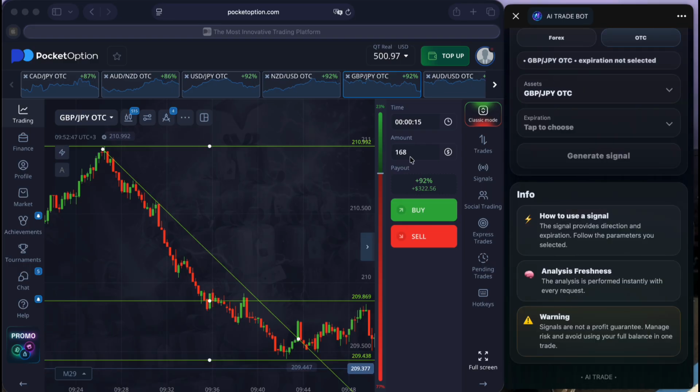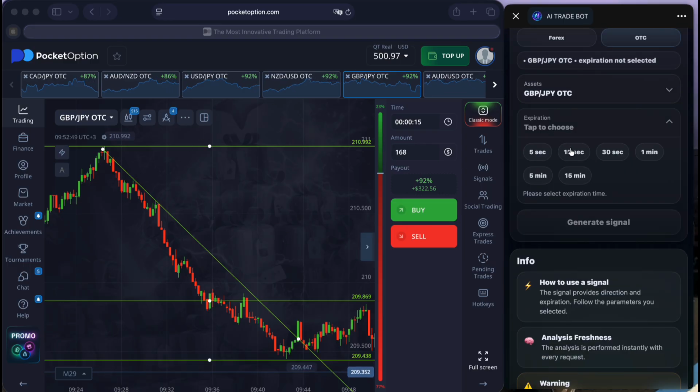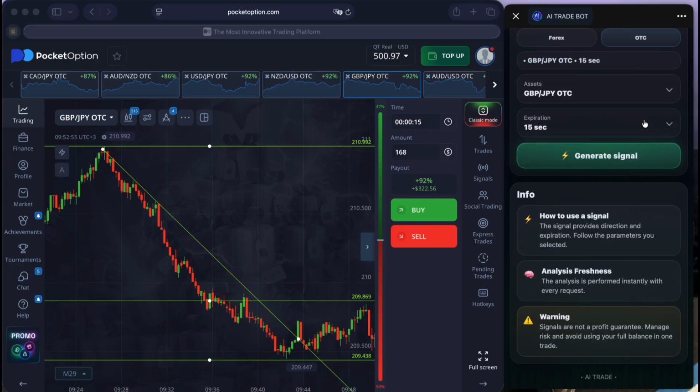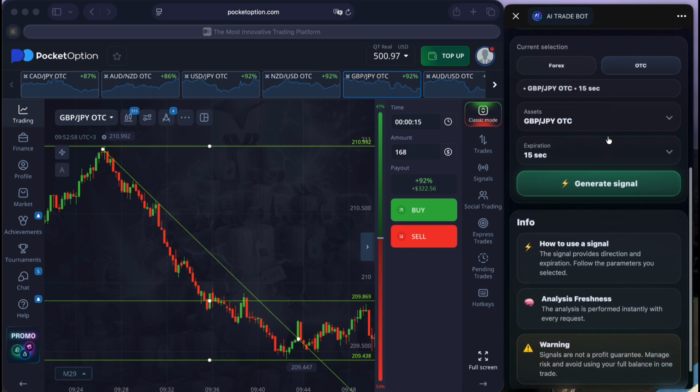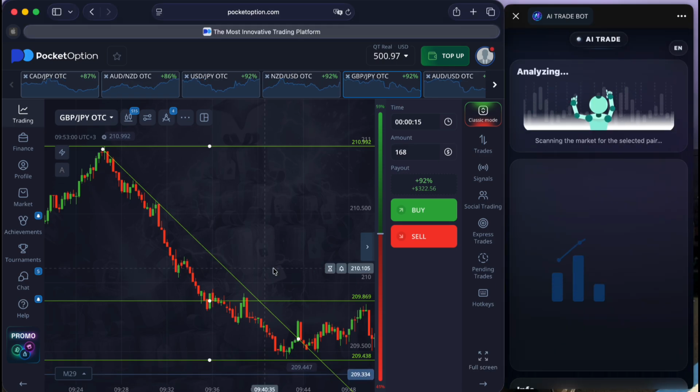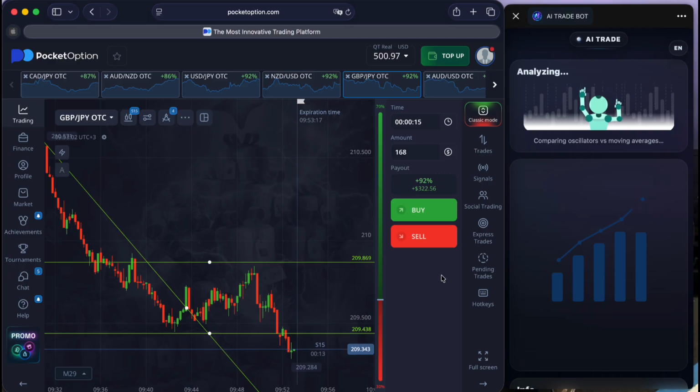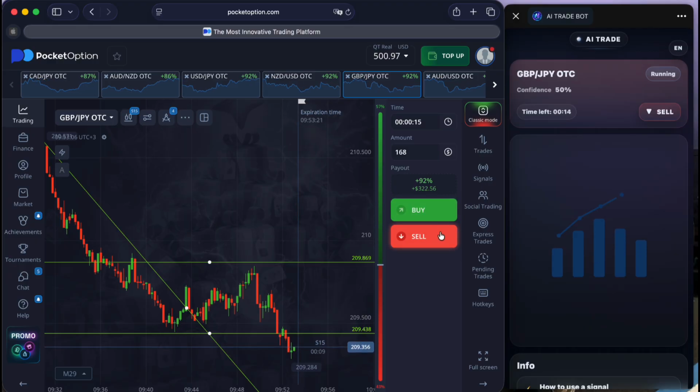We've already done a quick technical analysis on this asset. I'm setting the expiration time to 15 seconds. I also have videos about 5-second and 1-minute candles on my YouTube channel. Now I'll click to generate a signal and carefully wait for the technical analysis on this tool. Within seconds, the bot will analyze this currency pair on its own and then give us a signal to either buy or sell.